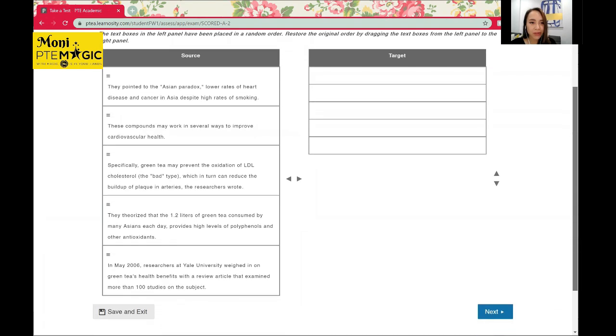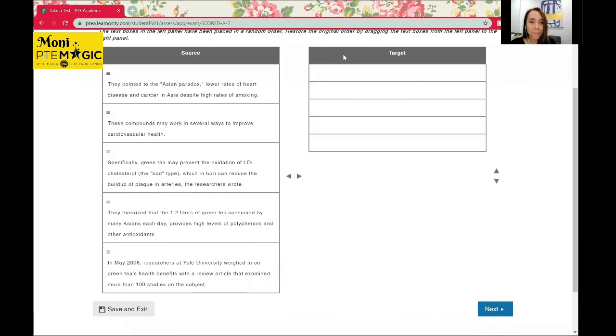First we have to identify the topic sentence. Okay, let's see, because it has the pronoun they, it can't be the first one. Here this also has a pronoun, can't be the first one. Specifically, a linking word can't be the first sentence. They also, so must be this one. In May 2006, researchers at Yale University weighed in on green tea's health benefits with a review article that examined more than 100 studies on the subject. Okay, let's just drag it.